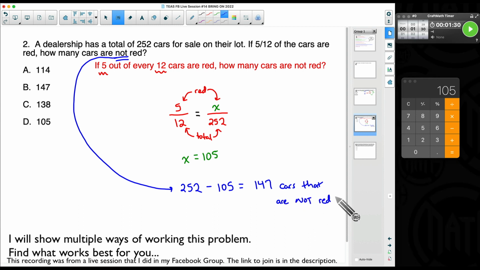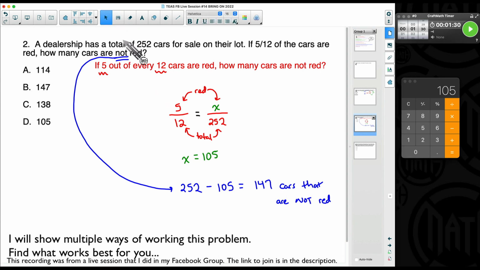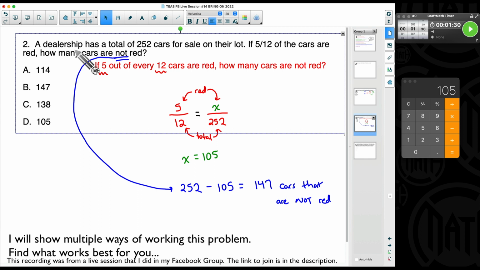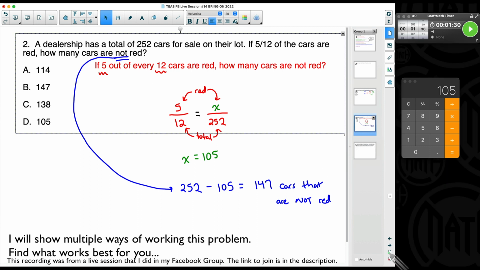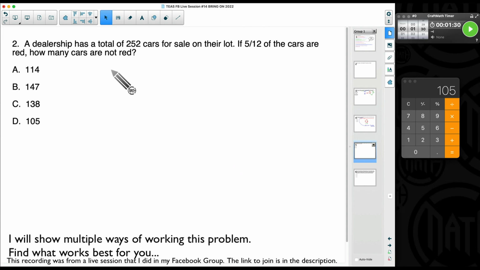Now, if you had picked D, you were on the right track, but that 105 represents the red cars. We want the ones that are not red. Before we move on to the next problem, I want to show you an alternative approach. I'm going to tie in some percentages here. It's not as easy to understand, but it is the fastest way in my opinion. I'm going to duplicate this page, and we're going to look at this problem in a different light.